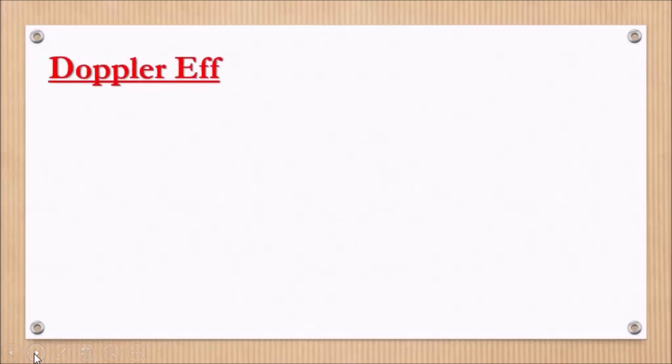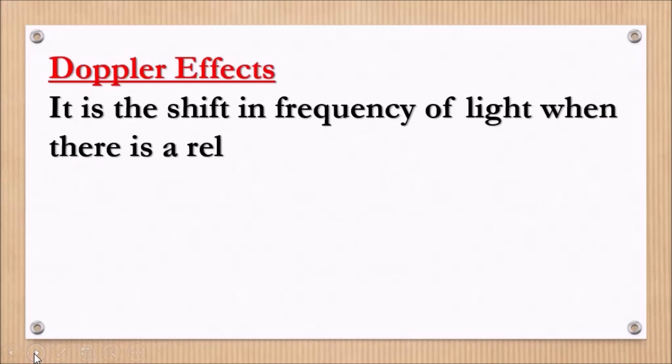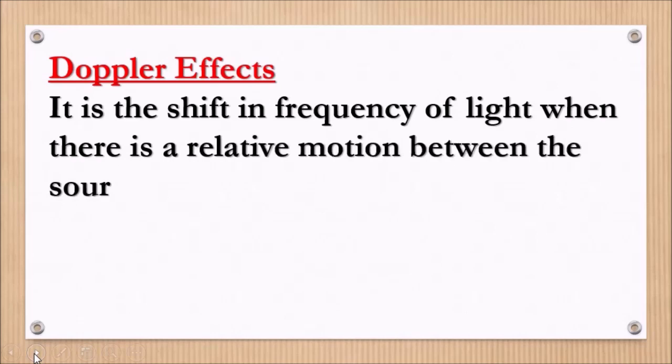First of all, I will define the Doppler effect. Try to understand what the Doppler effect is. It is the shift in frequency of light when there is a relative motion between the source and the observer. Hope that there is no problem understanding this statement.